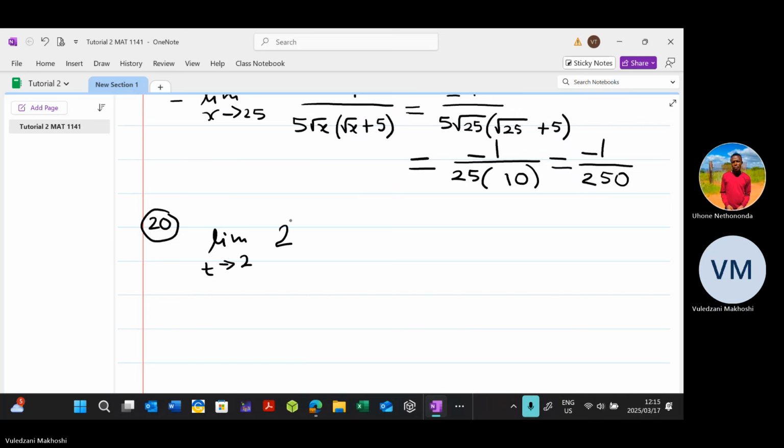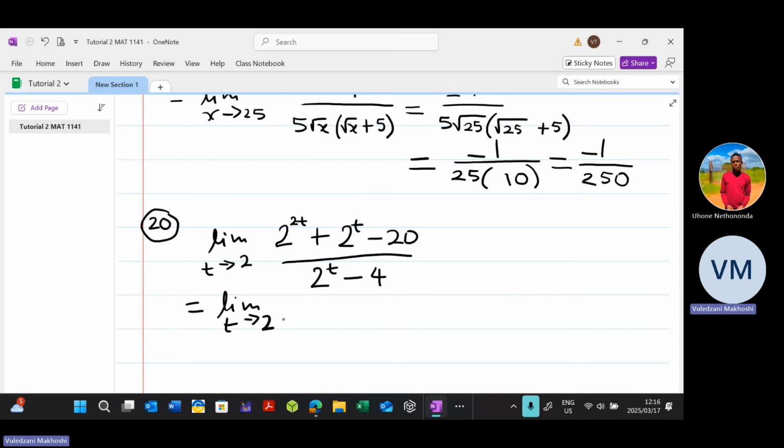Of 2 to the exponent of 2t plus 2t minus 20, divided by 2 to the exponent of t minus 4, like that. This is equal to the limit when t is approaching 2. Then again, we ask ourselves, is 2 in the domain of our function? And we realize that if we put 2 here as an exponent, it will be 2 to the power of 2, which is 4. 4 minus 4 is 0.